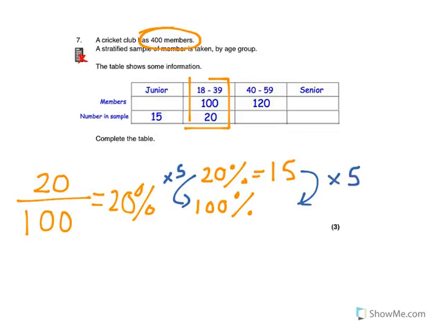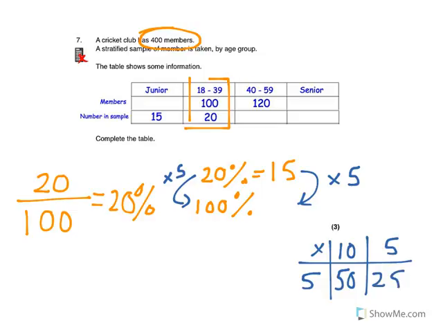Now, if you're not sure on how to do 15 times 5, you could always get your grid. So you've got 10 times 10, and 5 makes 15, sorry, and then times it by 5. So 10 times 5 is 50, 5 times 5 is 25, and then you're going to add those together, which is going to give you a total of 75. So I now know for my juniors there was 75 members.